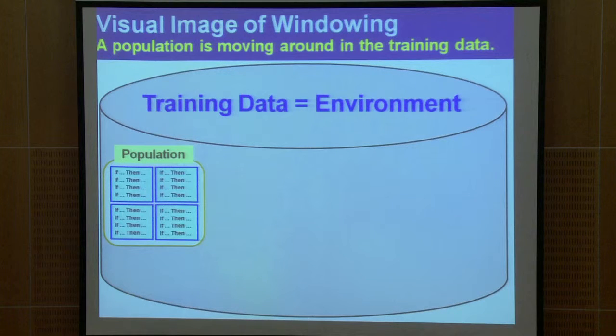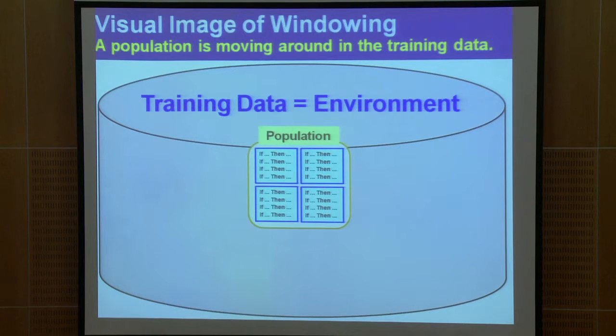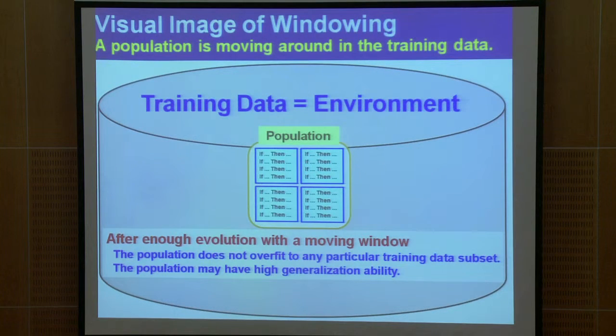So the visual image of windowing is a moving population in the huge training data. Here we have a population. Then the population is moving around in the environment. Then after enough iteration with the moving window, the population does not overfit to any particular training data subset because populations are moving around. And also the population may have high generalization ability.